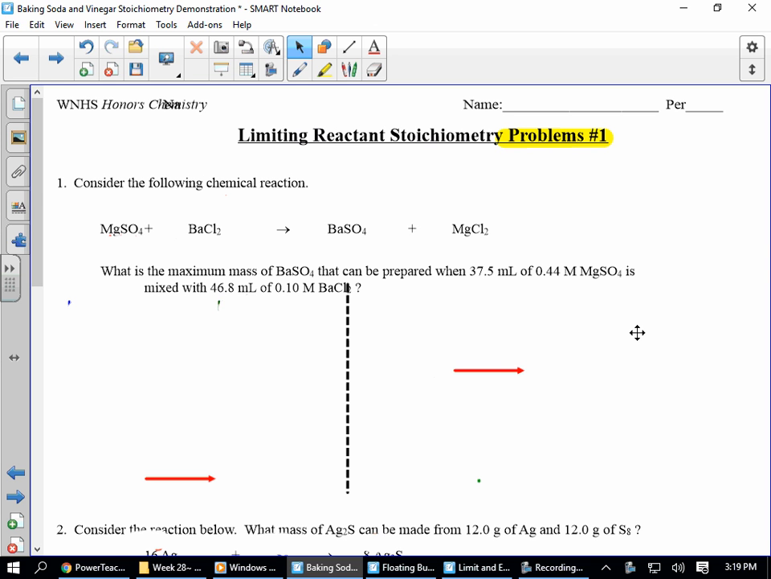Okay, welcome to Limiting Reactant Stoichiometry Problems, worksheet number 1. You will want a periodic table and a calculator in front of you to get through this. Let's go over a few things really fast.